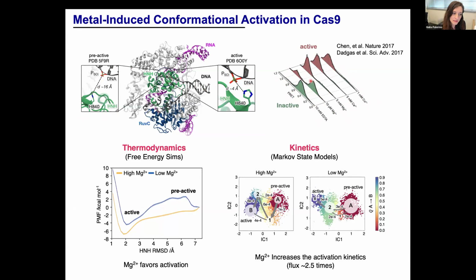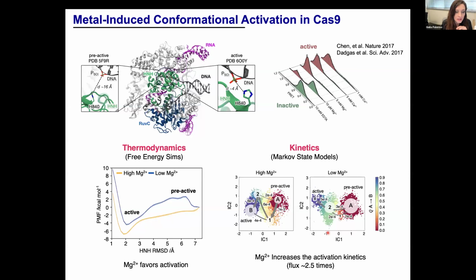So we decided to study the thermodynamics and the kinetics of this conformational change in the presence of high and low concentrations of magnesium. Clearly, in the presence of high concentration of magnesium, this conformational change is thermodynamically favored, but we also observe through Markov state modeling that it is 2.5 times faster. This shows that magnesium has also a structural role, not only a catalytic role.